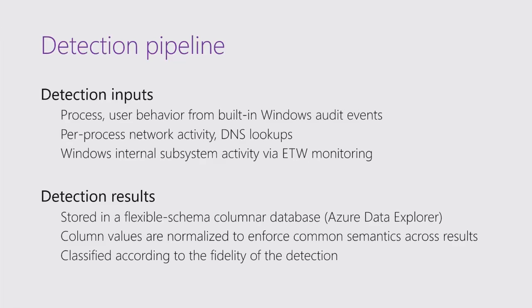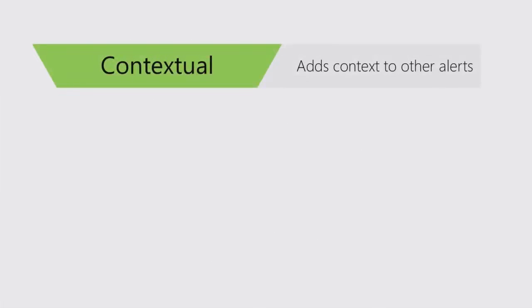It's much like Elasticsearch. We do normalization to make sure that all of those column values have a consistent semantic meaning. So username is a username, not a domain, not a UPN. It's lowercase. Domain names are uppercased. Host names are always lowercased and normalized. And then we classify our detection results, our alerts, according to the fidelity of that detection.